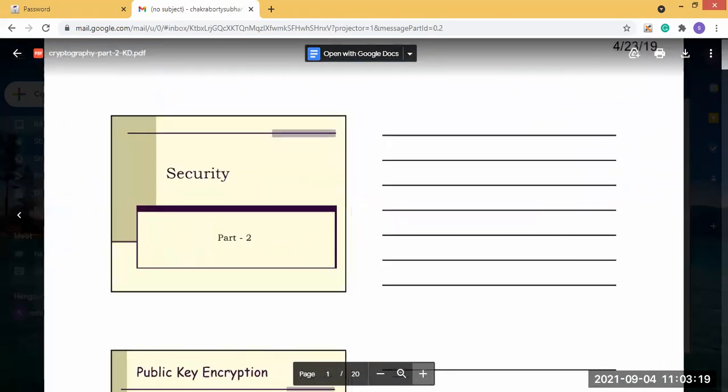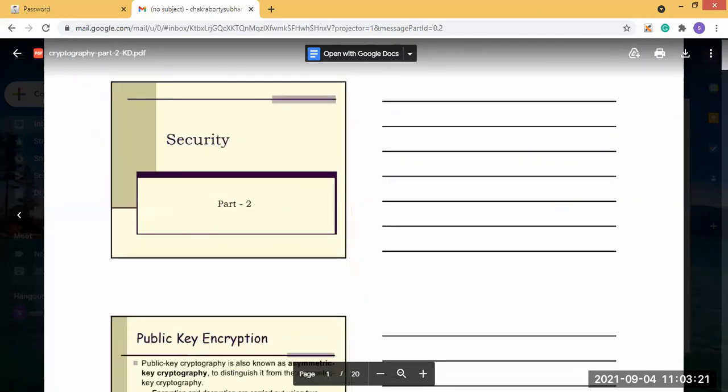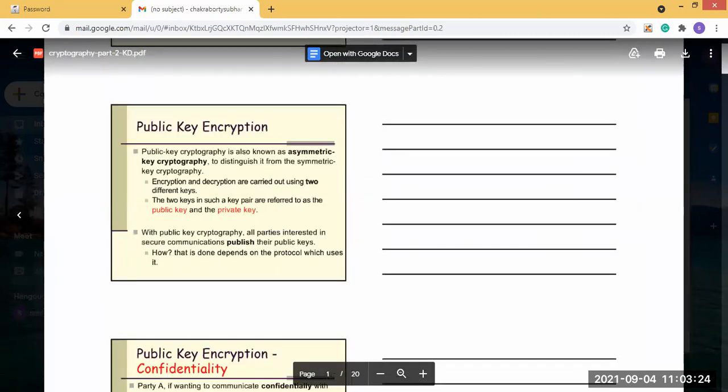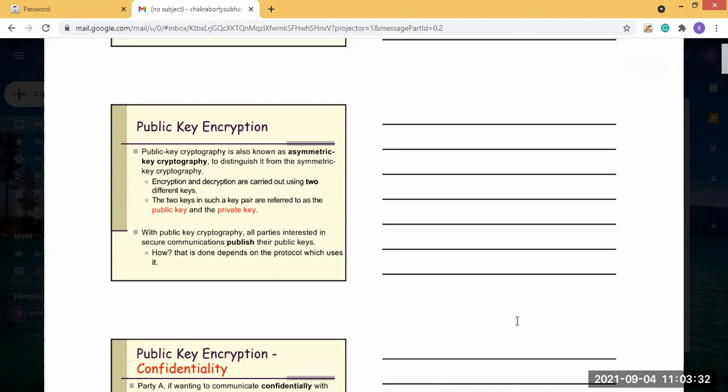Okay, so this is about how we can break the ciphertext by the attacker, how it can be broken. Now next in security is public key encryption. Now what is public key encryption? Public key cryptography is also known as asymmetric key cryptography. Whatever I discussed, what is asymmetric key cryptography?